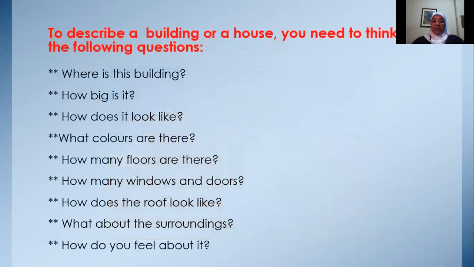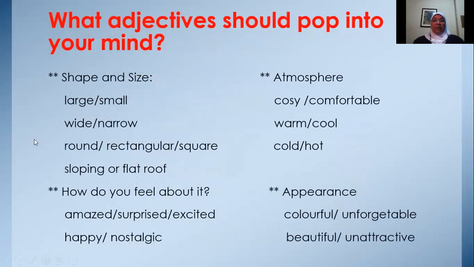As we have just said before, we can think of the shape and the size. Is it large or small? Is it wide or narrow? Is it round, rectangular, square? Does it have a sloping roof or a flat roof? Yes, that's very important. And what about the atmosphere? Is it cozy, nice? And do you like to go and live in that place? Comfortable, warm and cool? Is it hot or cold?